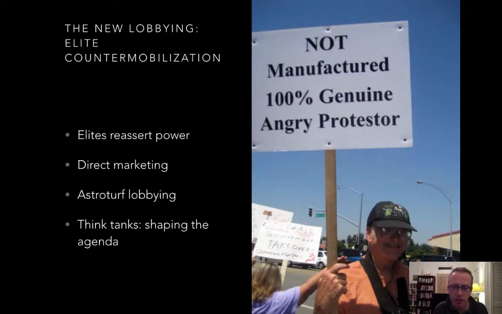we can see all kinds of different methods that they can bring to bear on that, right? If the elites are going to assert their power, they have money to make that happen, and they can use different techniques like direct marketing, for example.